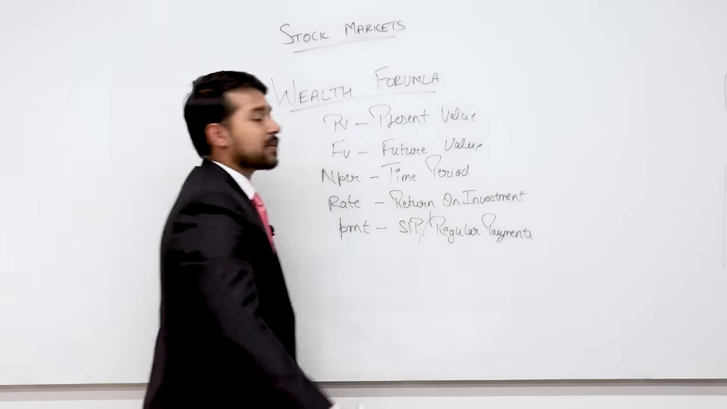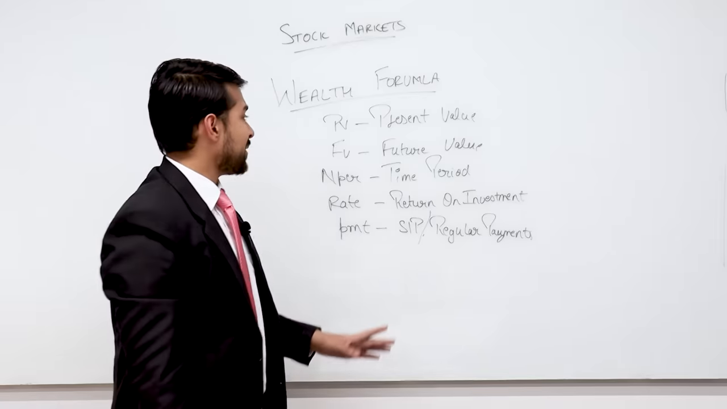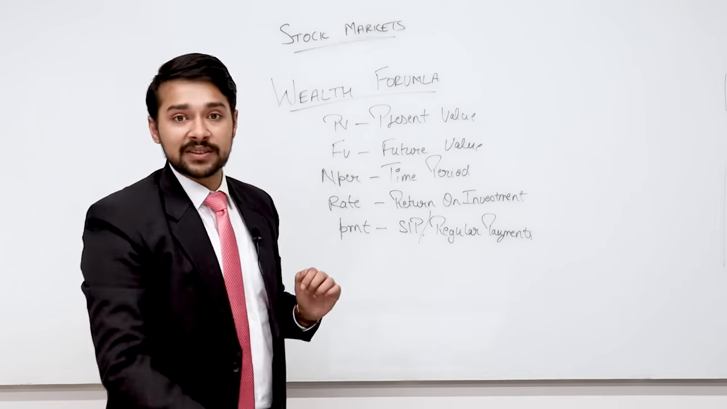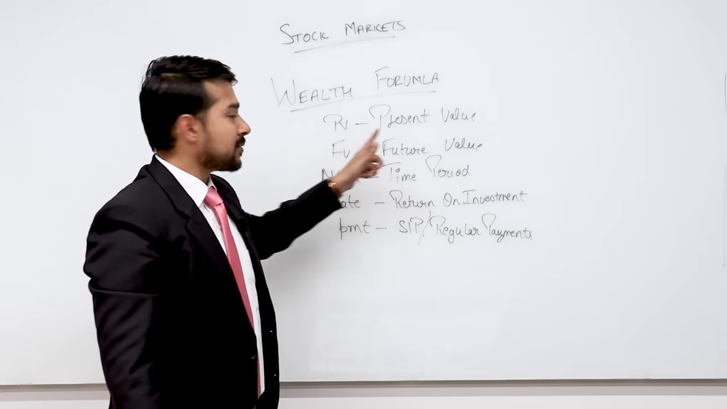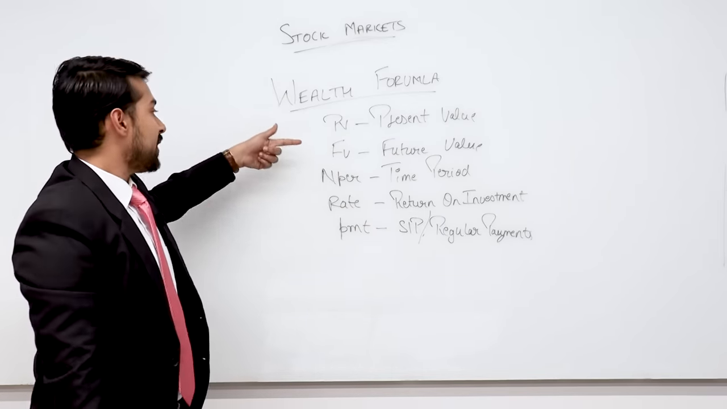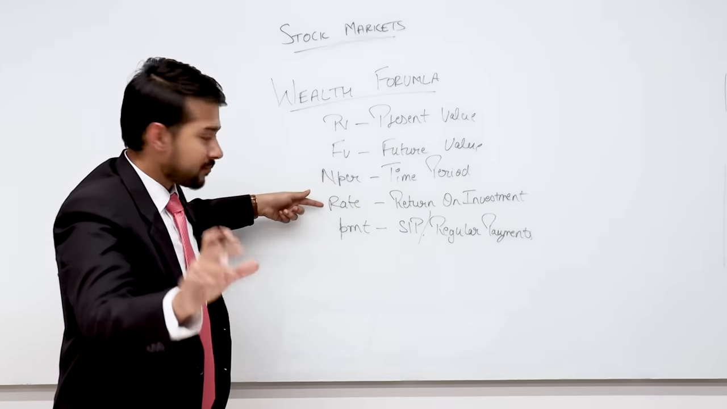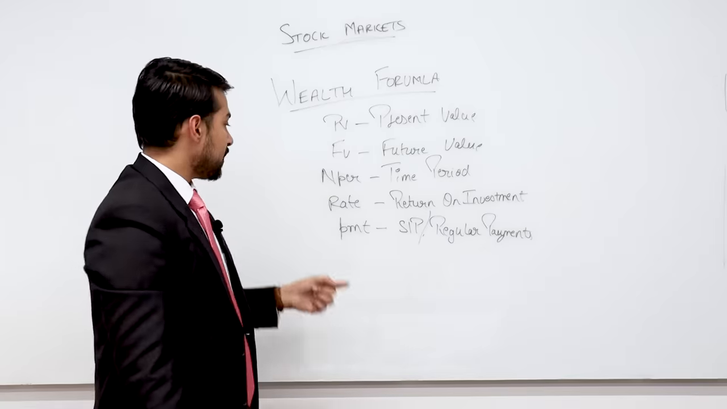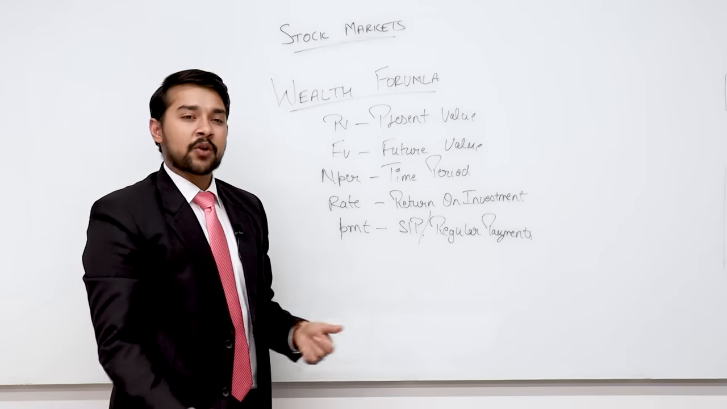So, in sub variables, ko samajhna zaruri hai aur bahut simple. It might seem intimidating, but trust me, it's the easiest. The best things in life are always easy. Sabse pehla, PV, present value. Second, FV, it's the future value. NPER is the time period. Rate is the return on investment which we will get. PMT is SIP. Now what is SIP?